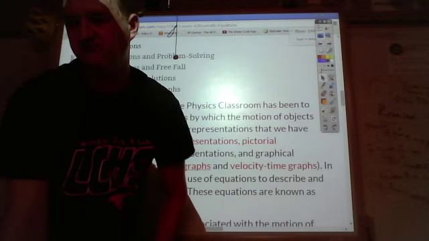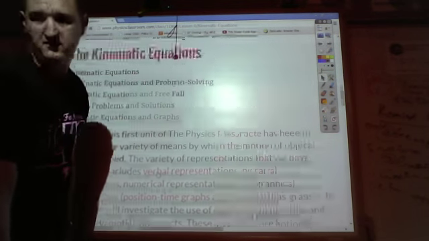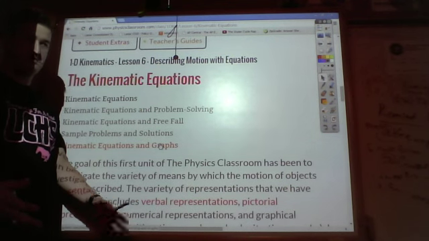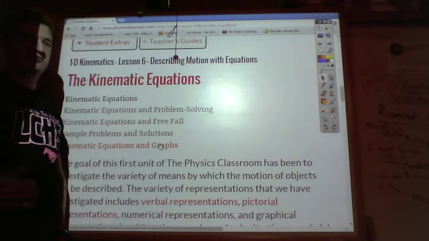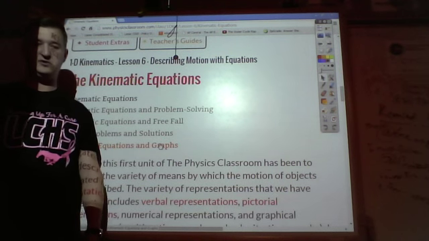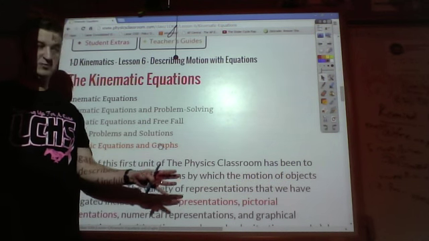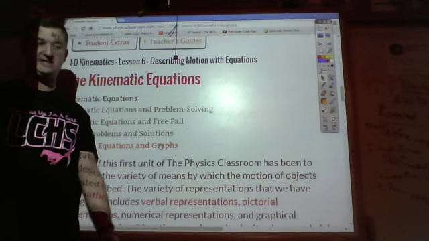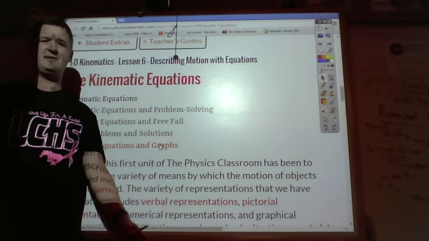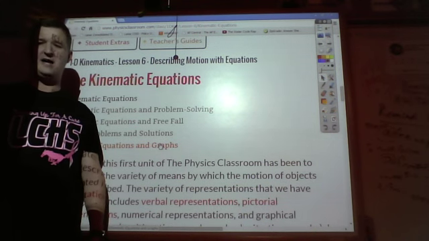The last section that we did was pretty much graphing the motion of objects using position time graphs and velocity time graphs. We looked at how slope related to velocity on a position time graph and how slope related to acceleration on a velocity time graph. And then we did some calculations. The last thing really that we did was some calculations on distance in a velocity time graph.